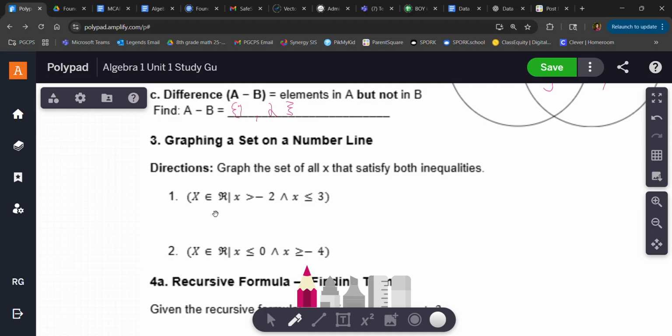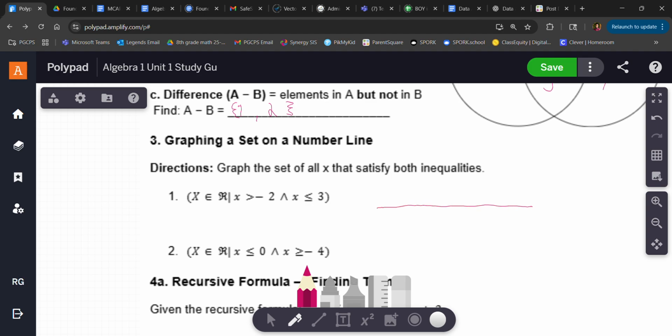But we want a simple way of showing that. So there's 2 ways you can do that. You can either show on the number line, or you can say x is in between certain numbers. We're going to use the number line example because it says graph the sets that satisfies both inequalities.